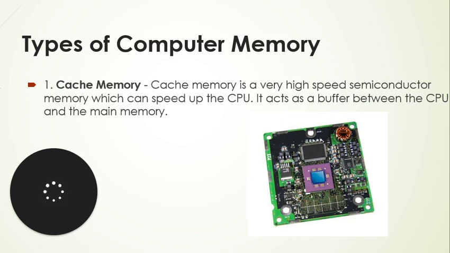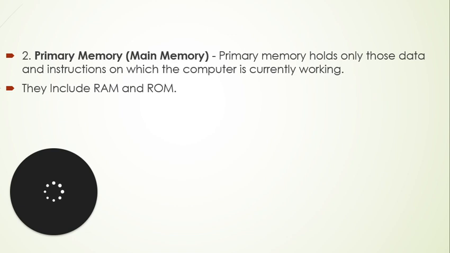The next type of memory is what we call primary memory. Primary memory is also known as the main memory. This main memory is used to hold only those data and instructions on which the computer is currently working. What does that mean? It means that this memory holds the data that is being worked on.